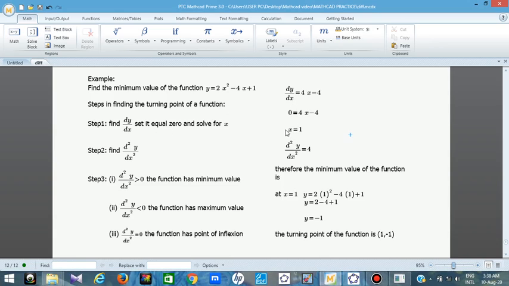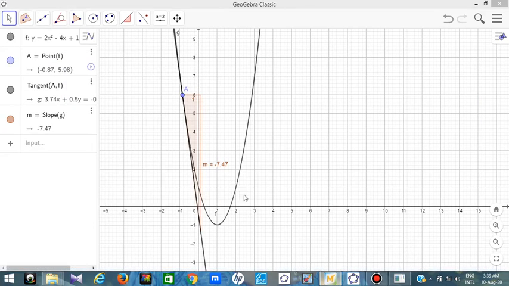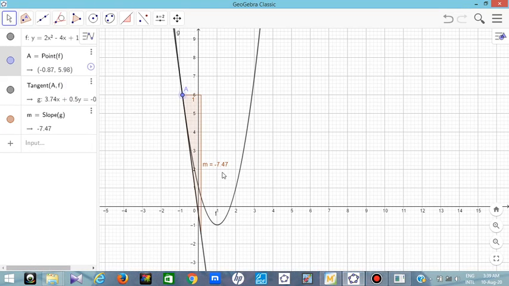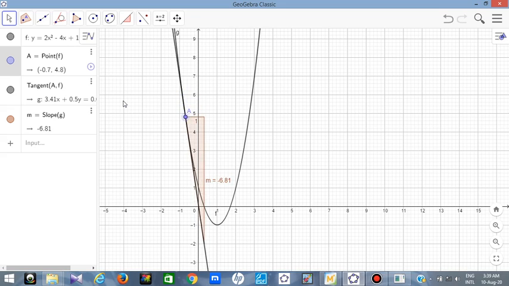So that is what I want you to understand here. If I move this point, you will see that when the gradient m is equal to 0, you are going to achieve your minimum point, and at this minimum point the value is going to be x equals 1. You can even see it, x equals 1, y equals minus 1. That is the minimum point. So that is all we are talking about.